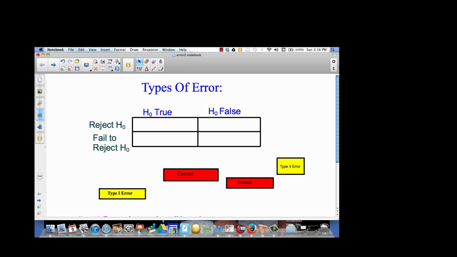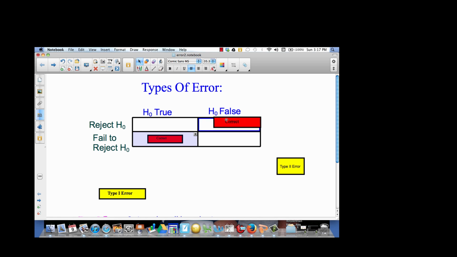Just like the judicial system, which makes mistakes, hypothesis tests can also make mistakes. Let's start off thinking positive. A good thing would happen if the null is true: we shouldn't reject it. So a good thing to happen would be that we correctly fail to reject the null. If the null is false, the correct decision would be to reject the null.